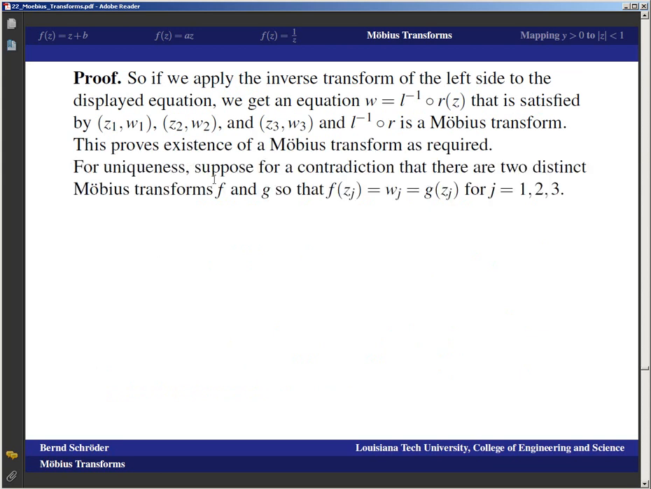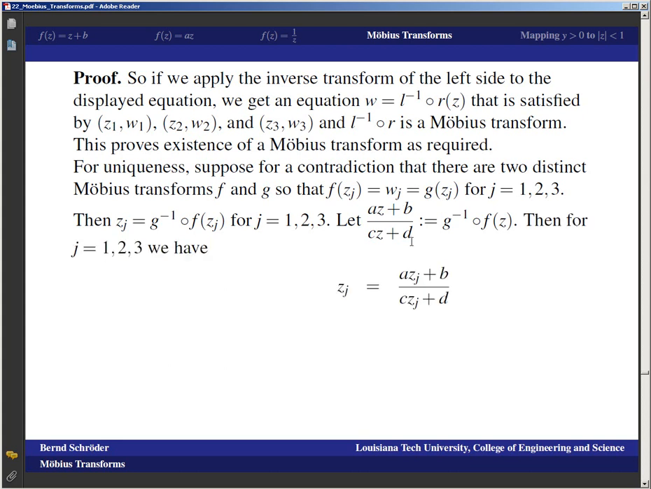And so now, in order to get the uniqueness, let's suppose for a contradiction that there are 2 distinct Möbius transforms f and g, so that f of zj equals wj equals g of zj for j equals 1, 2, and 3. Well, then zj is g inverse composed with f of zj for j equals 1, 2, 3. Sure, you just apply f inverse to this equation. And g inverse composed with f, of course, is a Möbius transform, so I could call this thing az plus b over cz plus d.